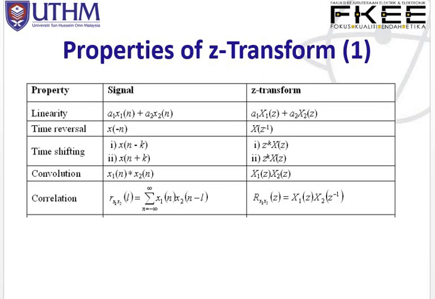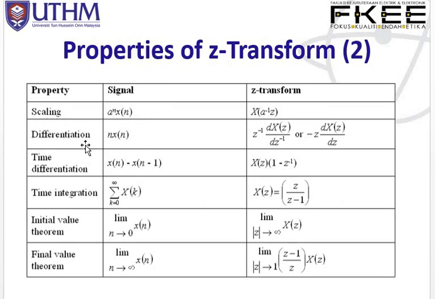Properties of the Z transform include linearity, time reversal, time shifting, convolution, correlation, scaling, differentiation, time integration, initial value theorem, and final value theorem. We shall look at them one by one.